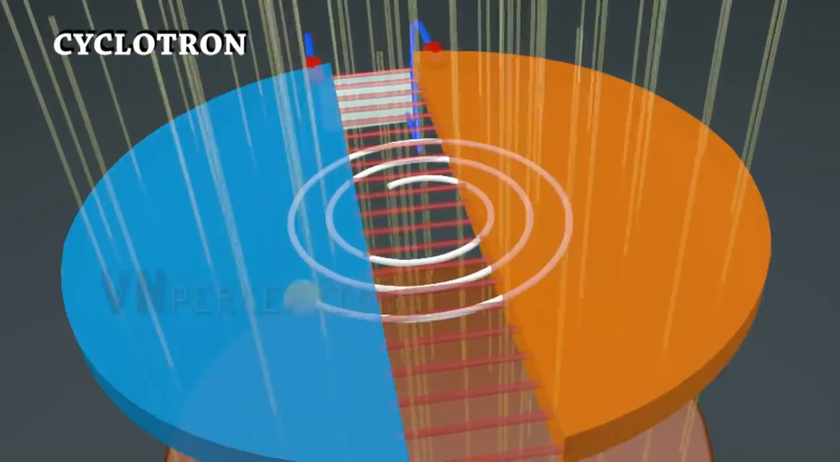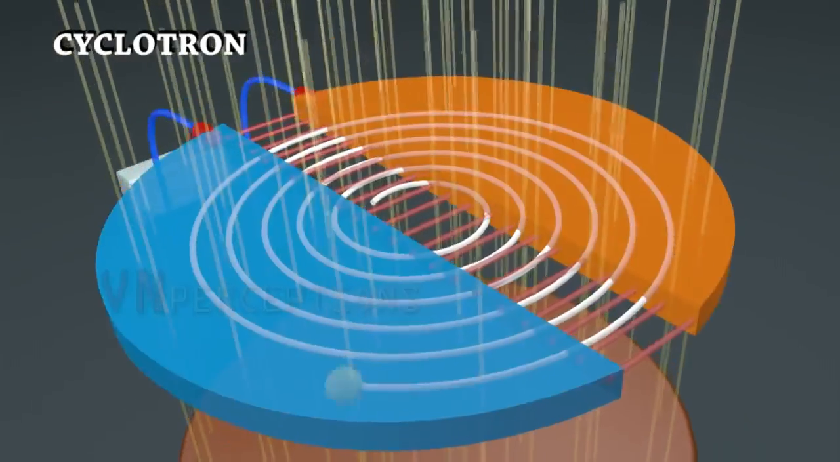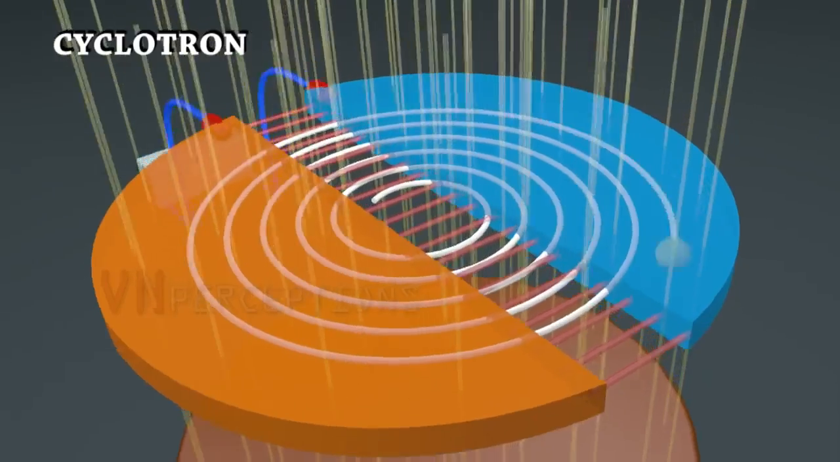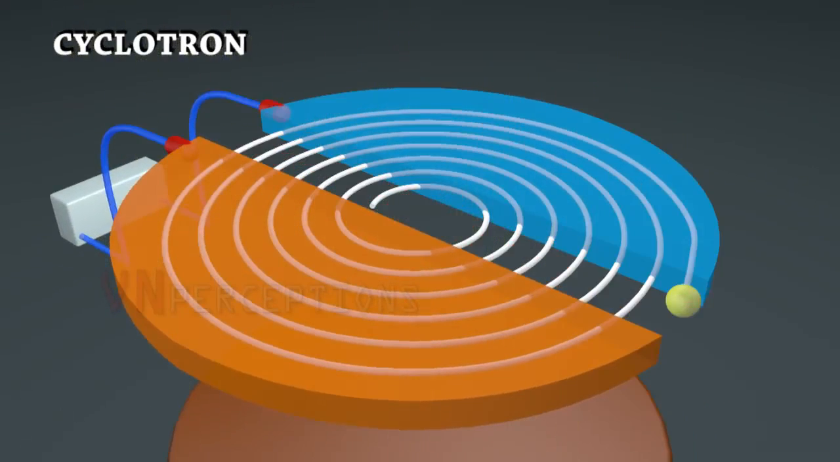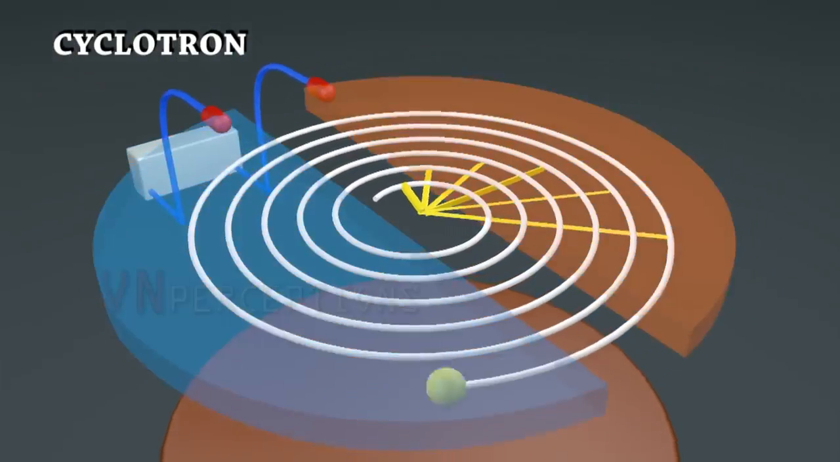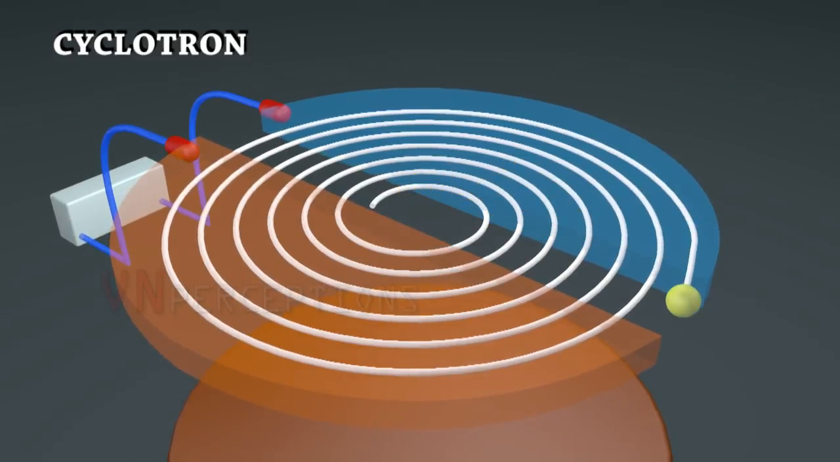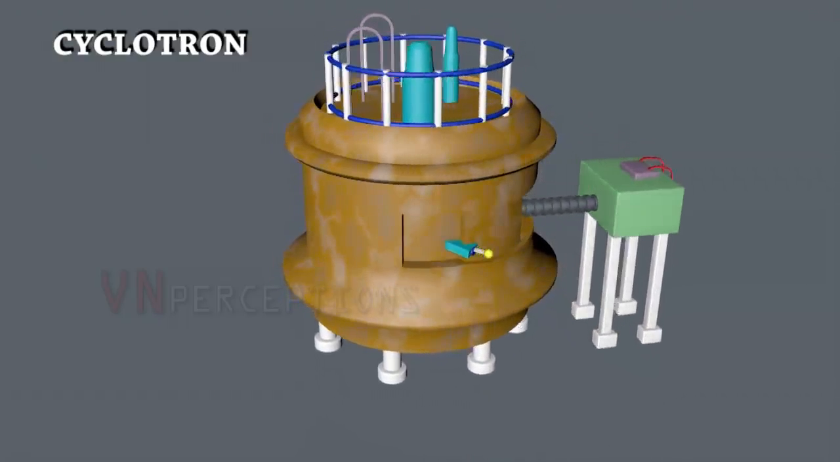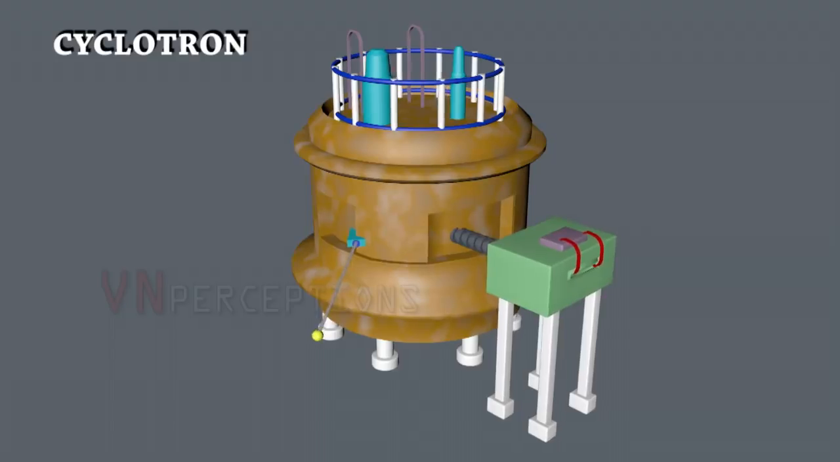In this way, the particle moves in a circular path, and with each circle, the velocity of the charged particle increases. If the velocity of a charged particle increases, the radius of the path would also increase. Finally, when the particle has no more space to grow in radius, it is thrown out through a window. With such a high velocity, the particle has high energy and it hits the target.